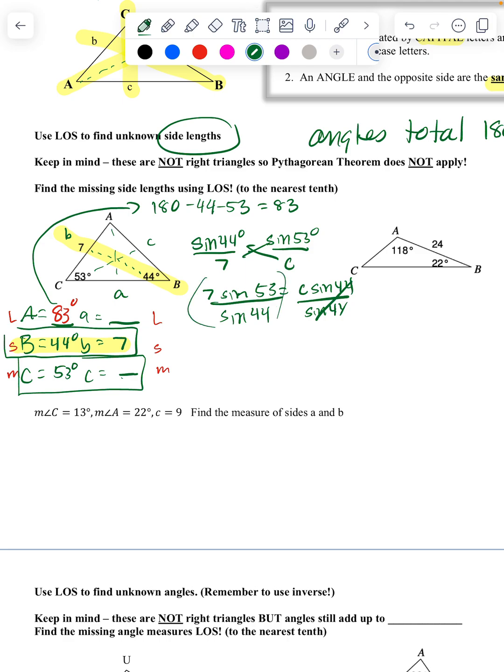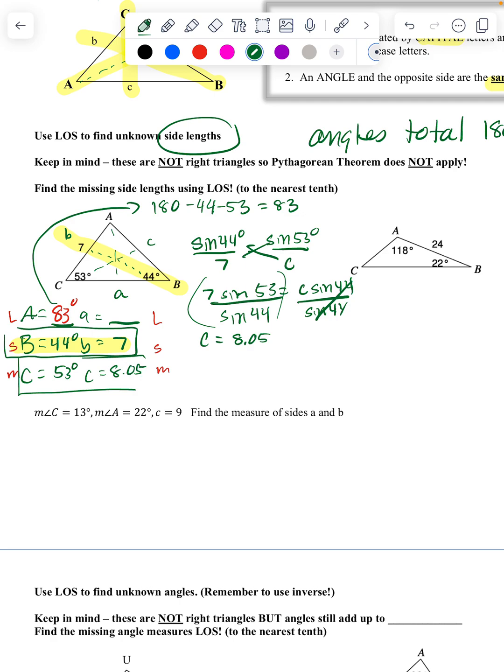Now, if you go to your calculator and you do 7 sine 53, make sure that you close that parenthesis before you divide by sine 44. If you do this correctly, you should come up with C equals 8.05, basically. And it would probably tell you how many decimal places you need.